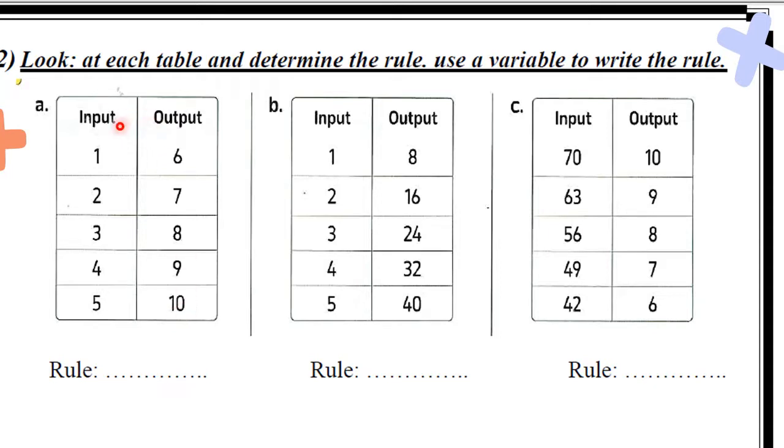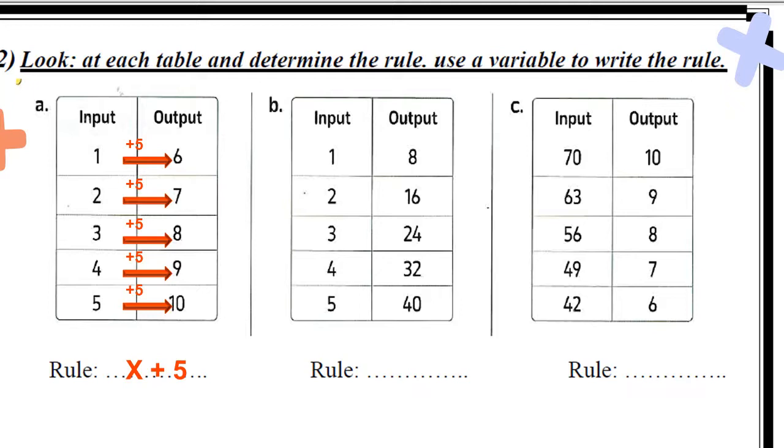So here our rule is using plus or times. Let's note that 1 will be 6, so it will be plus 5. 2 will be 7, it's also plus 5. So 3 plus 5 will be 8, and 4 plus 5 will be 9. 5 plus 5 will be 10. So the rule will be x plus 5. And you can use any variable you want.